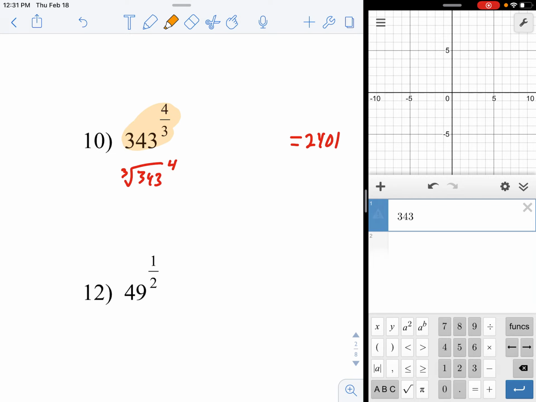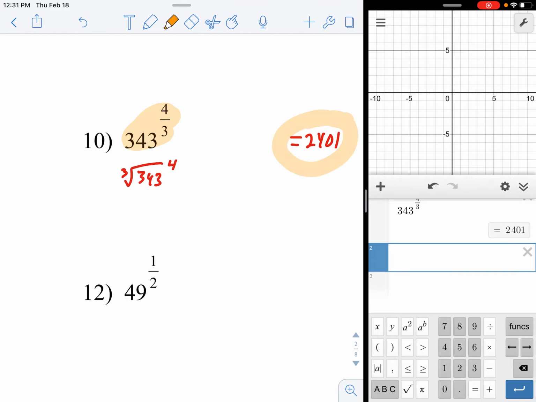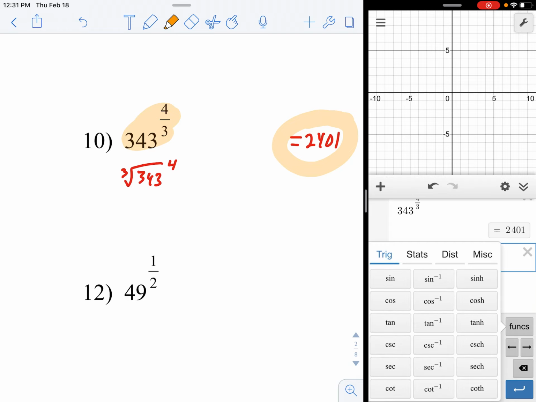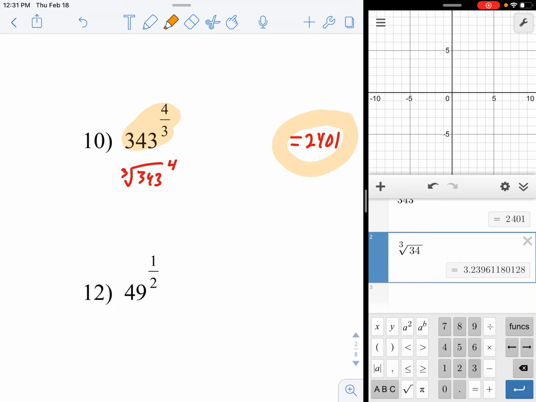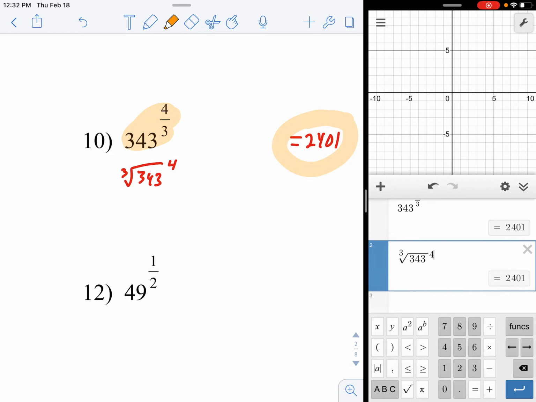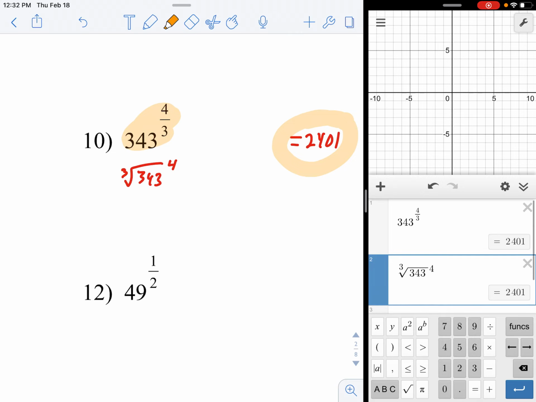343, then I hit the power button. Now since this is a fraction, I'm going to hit the divide button and put 4 over 3, and there's my answer. Or if I do the function button, miscellaneous, there's an nth root, and I want to do a cube root of 343, right? But then that I want to raise to the 4th power, and I get the same answer. So you can do either one of these formats in Desmos and get the right answer.